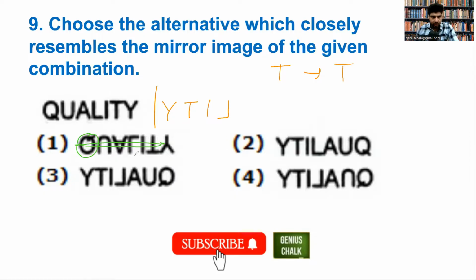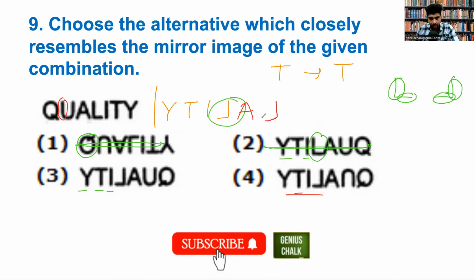Okay, let's check. Y, T is correct, I is correct, T is correct, I is correct, but L is not correct. L has to be like this, because this is L and mirror image is like this. This part is here, this left part is right. So this is incorrect. Now we are left with two options. Let's check. A. So A has to be same. Okay, alphabet, that is U.